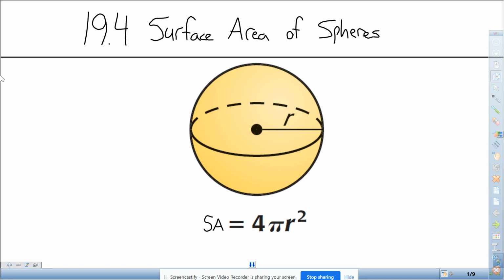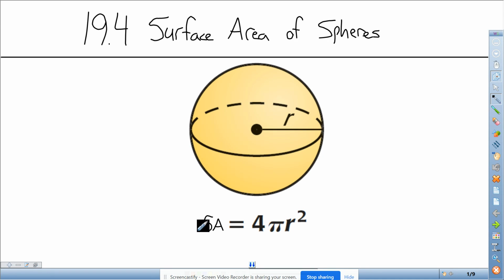Hey everybody. So we're getting into 19.4 today, looking at finding the surface area of one last solid, and that is a sphere. All right, so go ahead, take a minute, get this title, get the formula for the surface area of a sphere, and we'll get going.